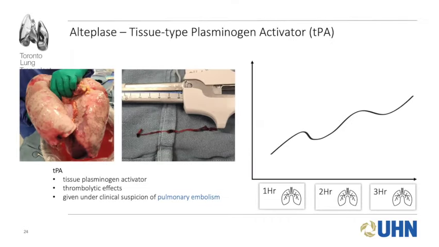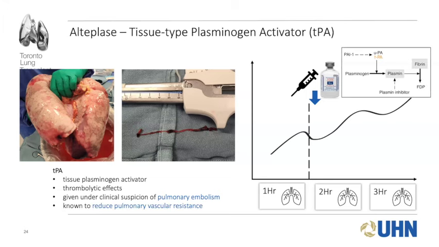So here we have a drug called alteplase, which is essentially the tissue type plasminogen activator, also known as TPA. TPA has thrombolytic effects and is given under clinical suspicion of pulmonary embolism, which is shown in the 2 images here. And the picture on the right is showing you a blood clot in the lung. And TPA is usually administered to the EVLP perfusate around the end of the first hour of perfusion to break down blood clots. And it is known to reduce pulmonary vascular resistance of the lungs.